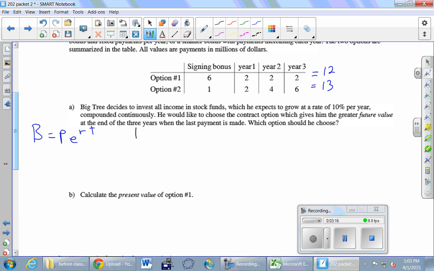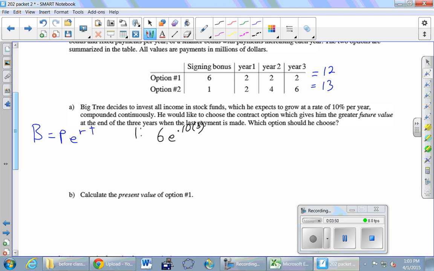Okay, so let's go for option 1 first. The first thing is the $6 million. So 6 is playing the role of the principal, right? E is just E, interest rate is R. What do we put? 10%, so 0.1 or 0.10. And then times time. We're going to run this out to the end of that 3rd year, so 3 years. So if we just crunch this in the calculator, that will give us the future value. $6 million will grow to some number.